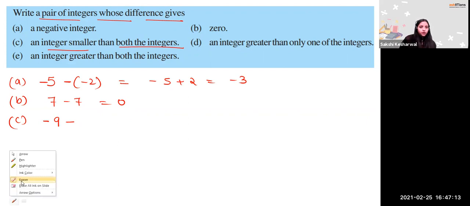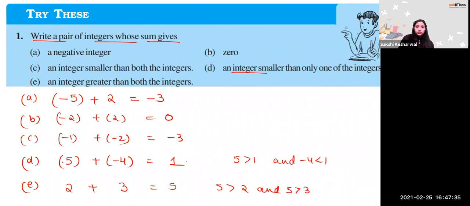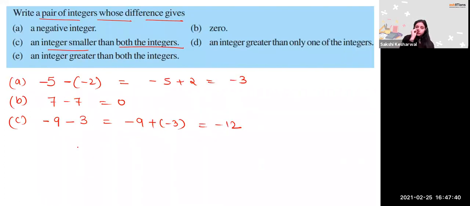So this is equal to negative 3. Can I write this as negative 3 plus negative 3? Right or not? Because the additive inverse of 3 is negative 3. So your answer is minus 12. So minus 12 is smaller than 9, and smaller than 3 also. So it is smaller than both the integers, right? You just add both the negative integers to get smaller than both the integers. Coming to the D part, an integer greater than one and smaller than the other, right?